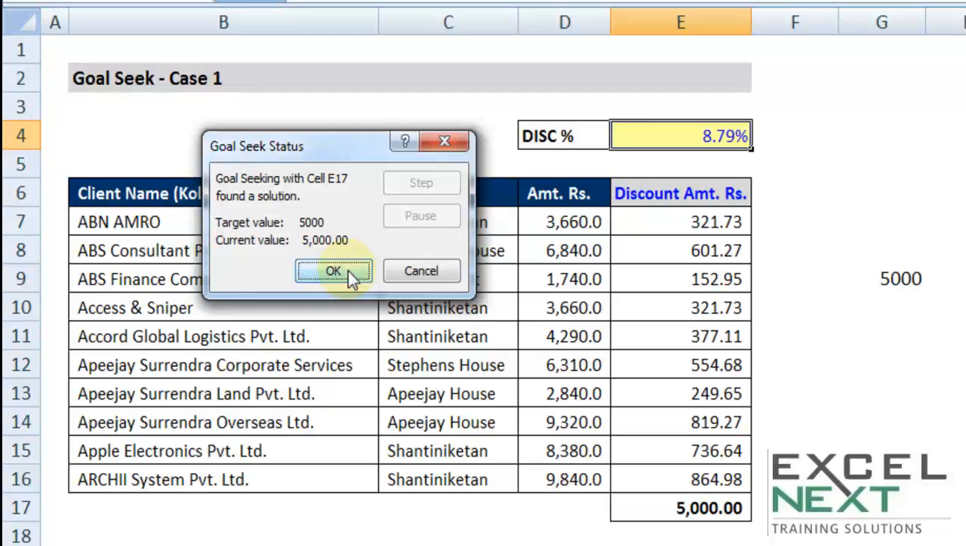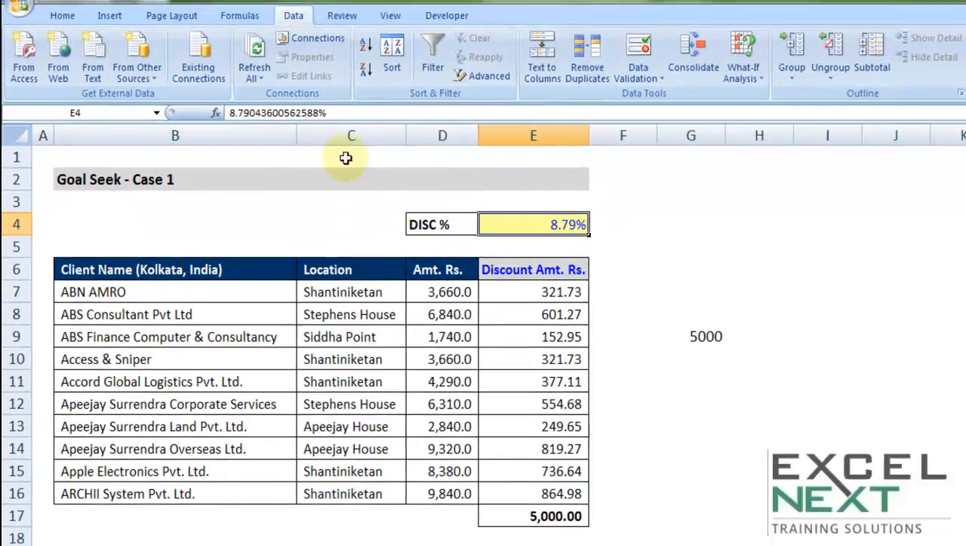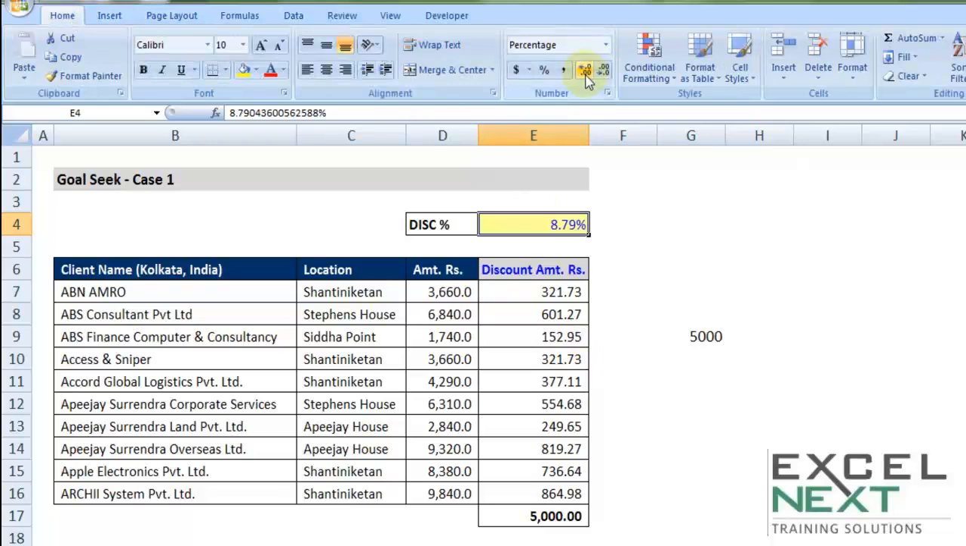it says if you want to keep the result, let me press OK. It gives you the answer 8.79 and the precise answer being 8.7904 and so on. So if you want a more detailed answer, you can potentially go to the Home tab and increase the decimal values. So that was a quick application of goal seek.